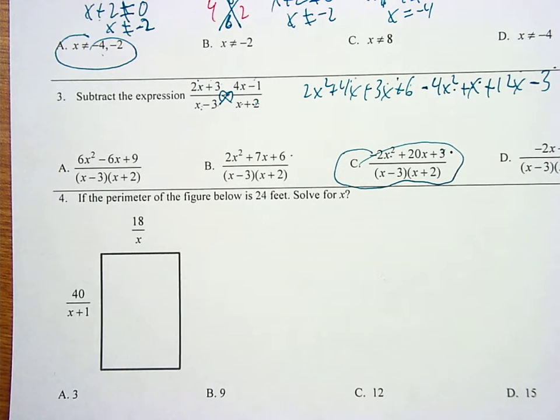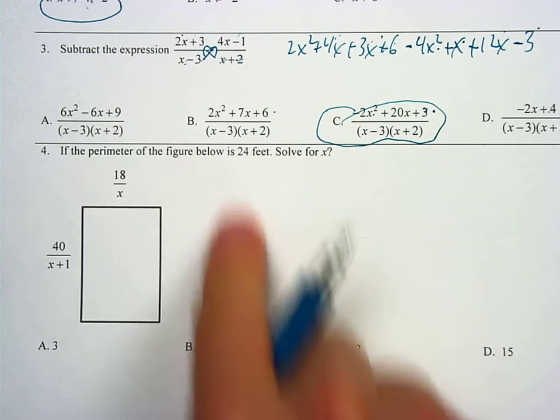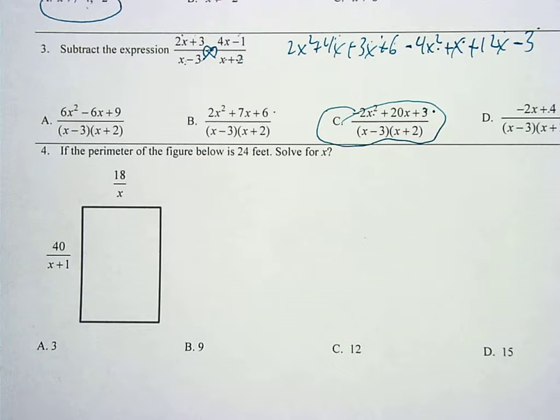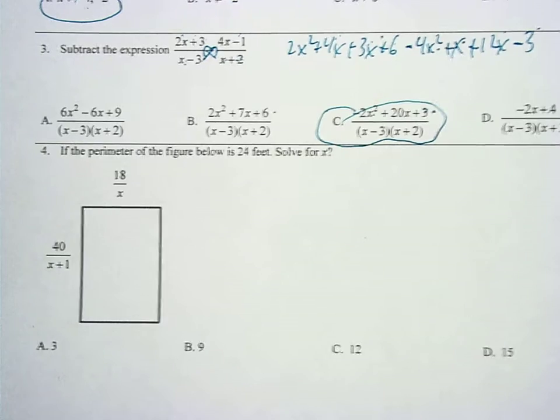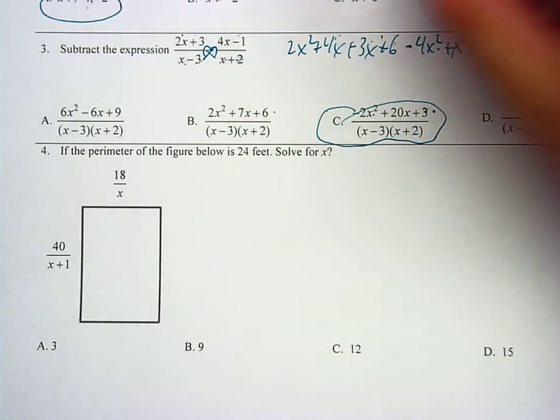Next one, the perimeter of the figure is 24 feet. So the four sides add together to make 24. I'm asking you to solve for x. So I can put these values in for x and I can see what the side lengths would be.